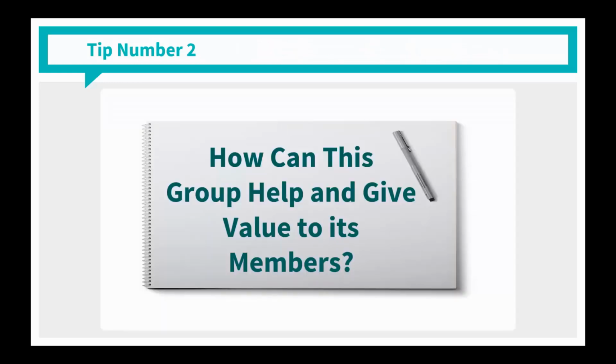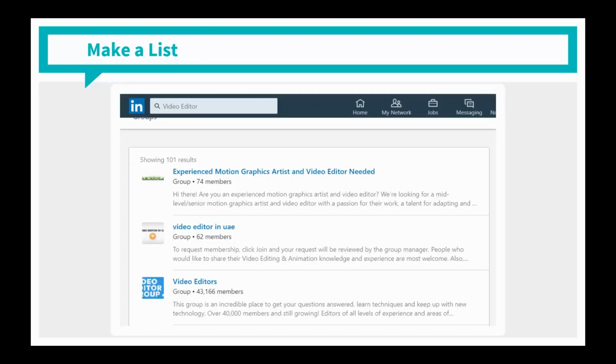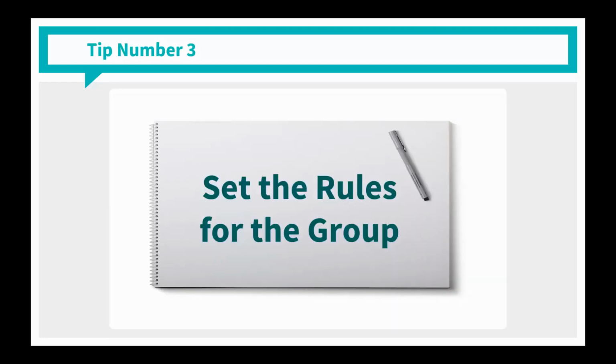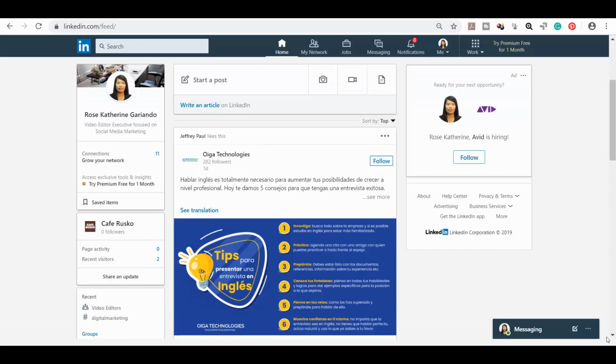Tip number 2. How can this group help and give value to its members? Make a list and write a short description of this topic, so it will be clear what type of content you can share with your members, as well as the content that you would expect them to post here. Add keywords that are related to your business or industry so that your group will be seen more in search results. Tip number 3. Set the rules for the group so that members can expect the limitations and what kind of posts are allowed. Let's go to our LinkedIn account and see how to set up a LinkedIn group.